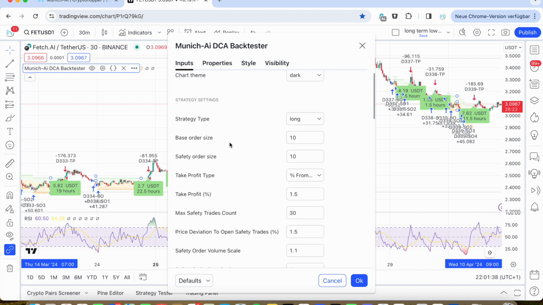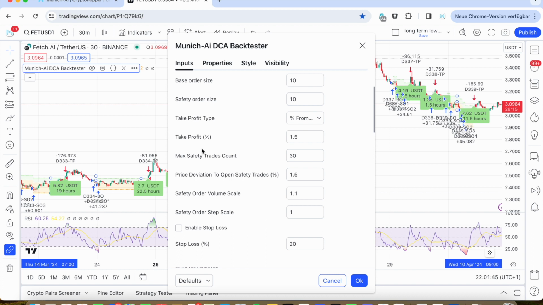So therefore we need, for example, the base and safety order at the minimum, and the take profit quite low, 1.5, and max trades count 30. You can also use 15, which is pretty safe, because most of the trades will be closed with the first or second safety order. Then we have a price deviation of 1.5, and then we need a volume scale of 1.1.